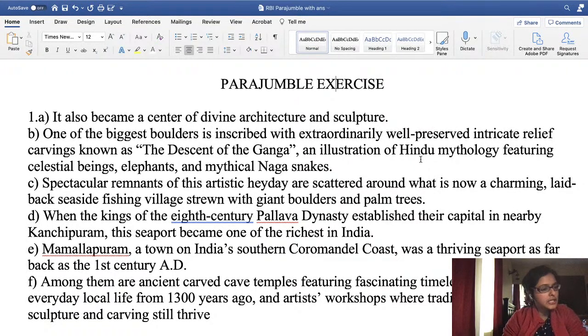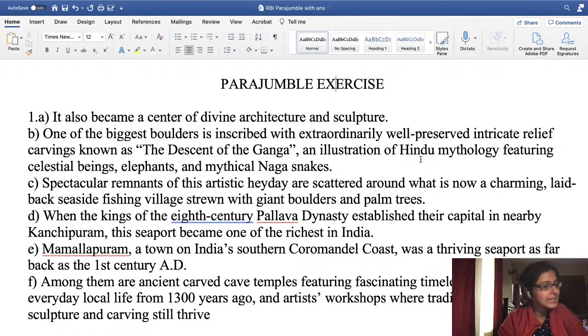So, obviously, if you are introducing an idea, when a passage starts with a specific idea, it will tell you something more about the idea, right? Remember Roger Federer? He is the greatest tennis player. Why? Because he plays well with both hands. So it is telling you more about Roger Federer, right? Here, the first sentence tells you that Mamallapuram was a rich seaport, right?